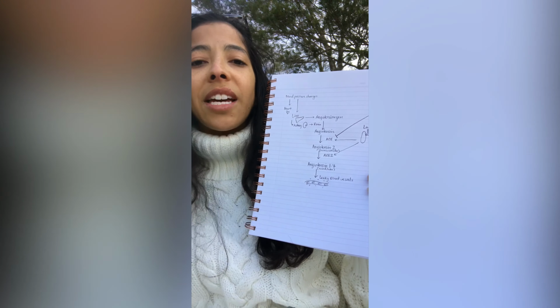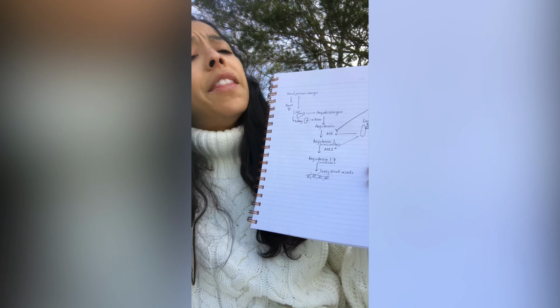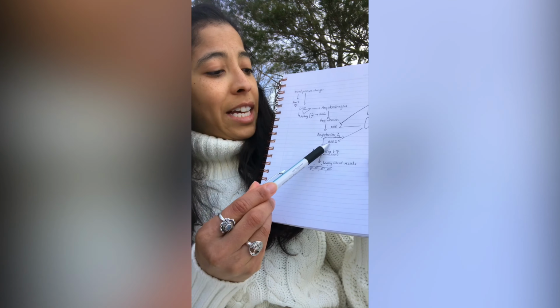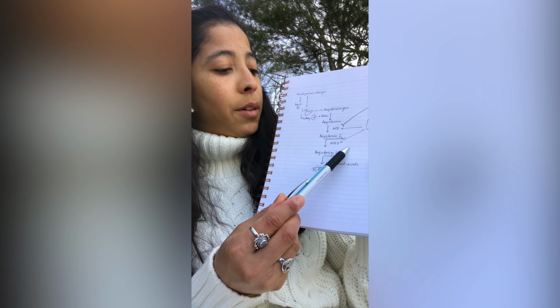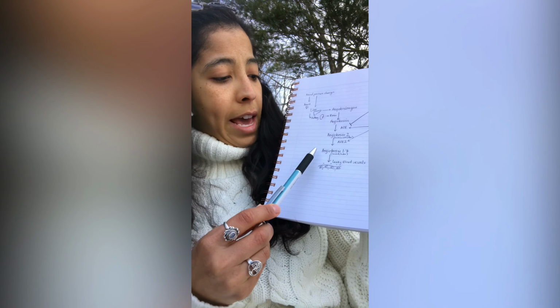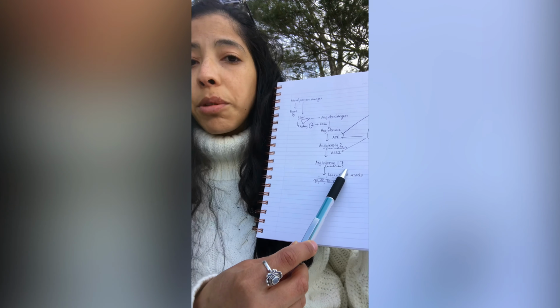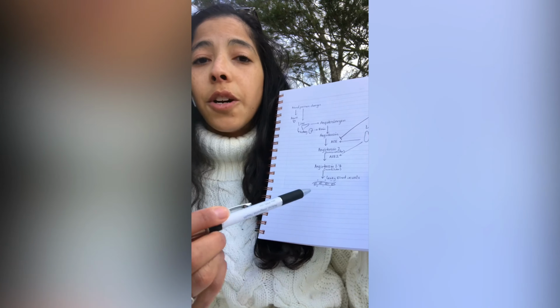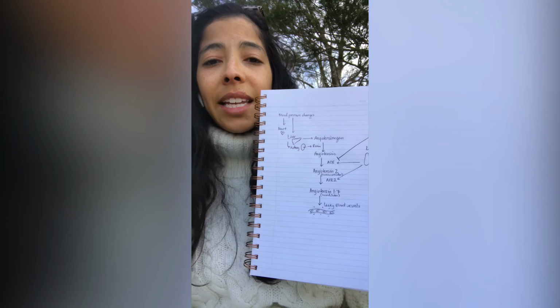ACE, which is angiotensin converting enzyme. And then what happens is that ACE2, what the virus binds to, gets upregulated. And then this allows angiotensin 1 through 7 to be produced. And these are vasodilators. So they dilate the blood vessels.